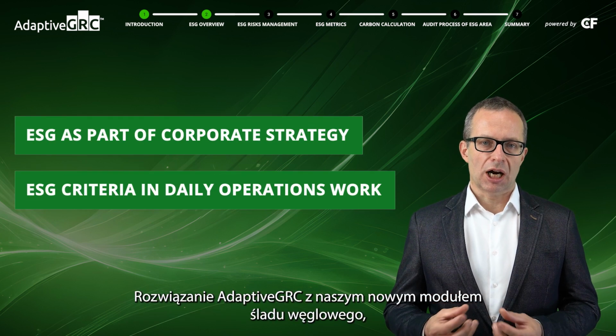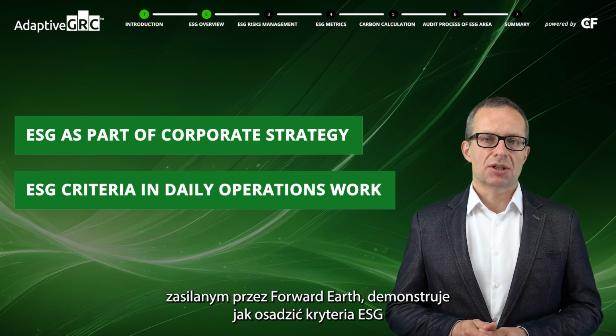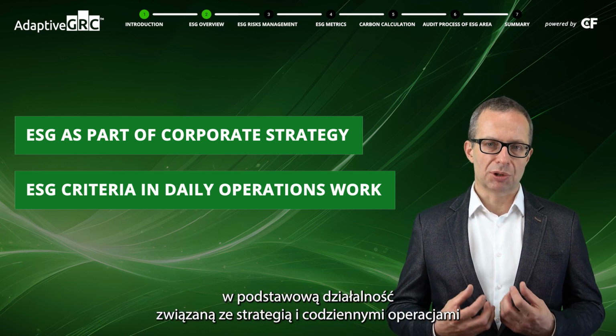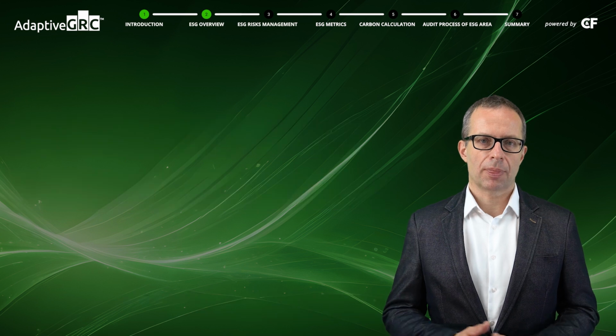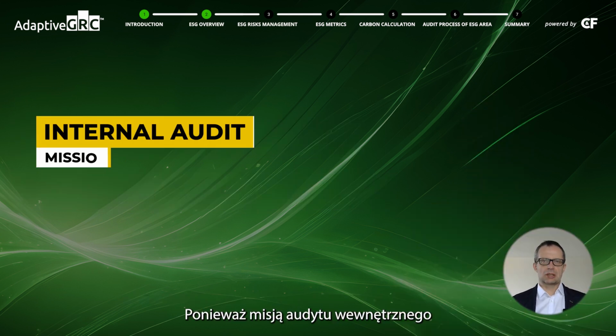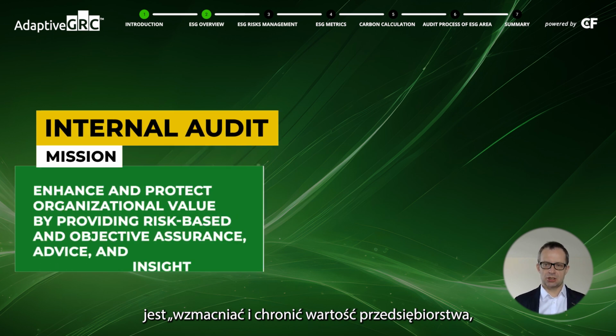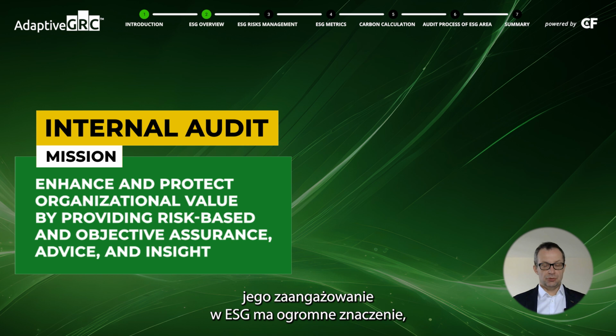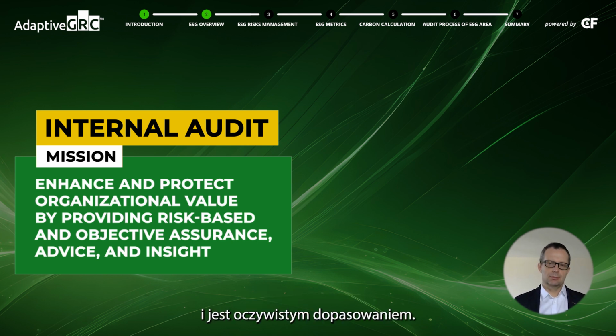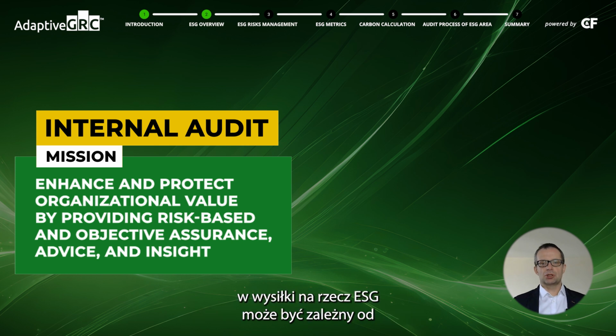AdaptiveGRC solution with our new carbon module powered by Forward Earth demonstrates how you can embed ESG criteria into the core business strategy and daily operations related to governance, risk management, and internal audit functions. Because internal audit's mission is to enhance and protect enterprise value by providing risk-based and objective assurance, advice, and insight, its involvement in ESG is of the greatest importance and a natural fit. However, internal audit's contribution to ESG efforts may be influenced by and dependent on the organization's ESG ambitions, strategy, programs, and reporting requirements.